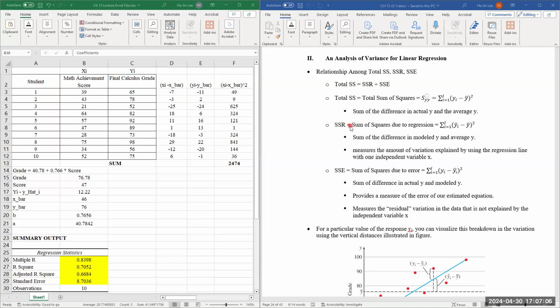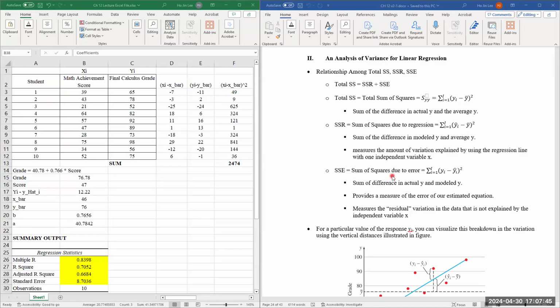SSR is the sum of squares due to regression. This is estimated y, basically the y that is the output from our regression model that we created, minus the average, squared, and you sum them all. And this is the difference in the model y and the average y, and it's a measure of the amount of variation explained by the model, our regression model with the one independent variable.